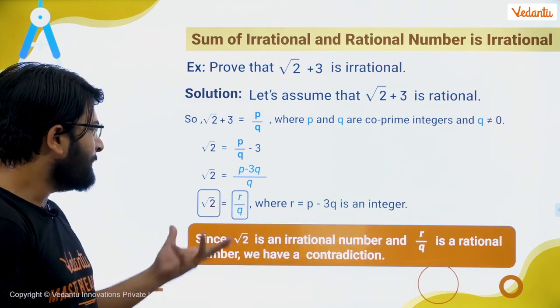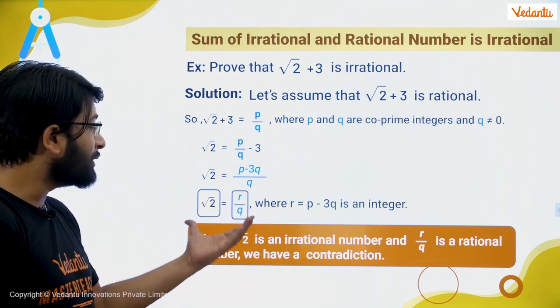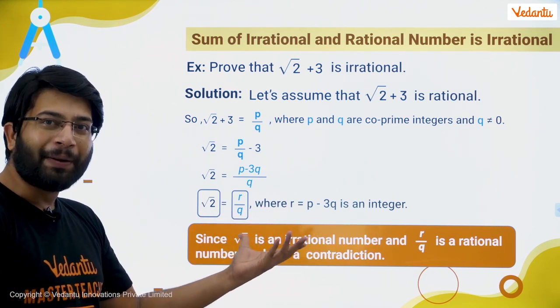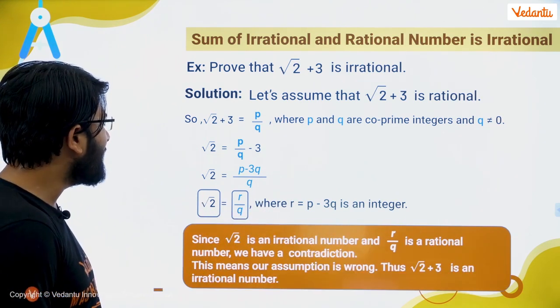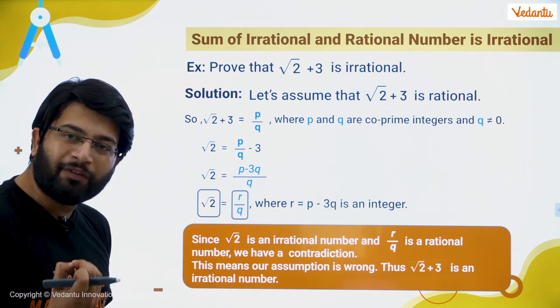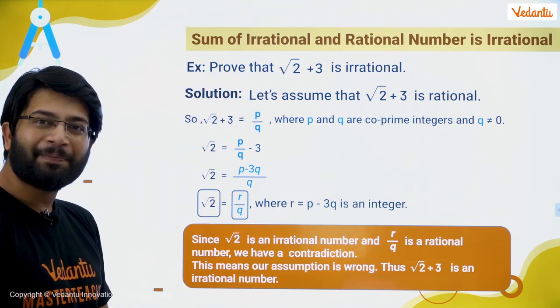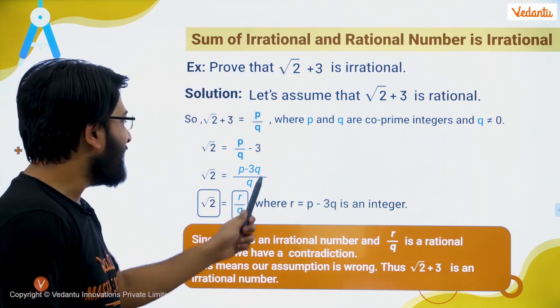So champ, we can say that the irrational and the rational can never be equal. So this is the contradiction, right champ? Excellent, very good. So with the help of this, we can say that whatever assumption we have taken is wrong. So this is an irrational number. Okay, champ, clear? Very good, excellent.